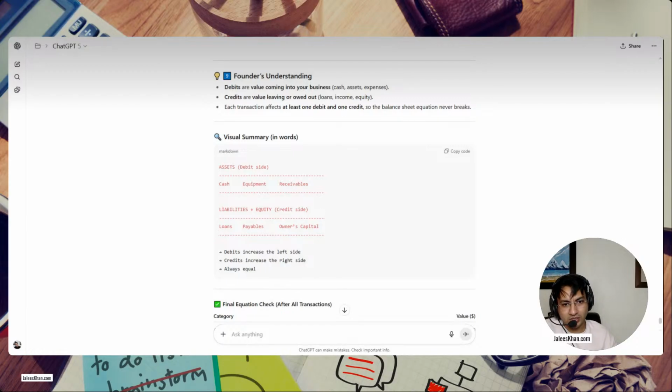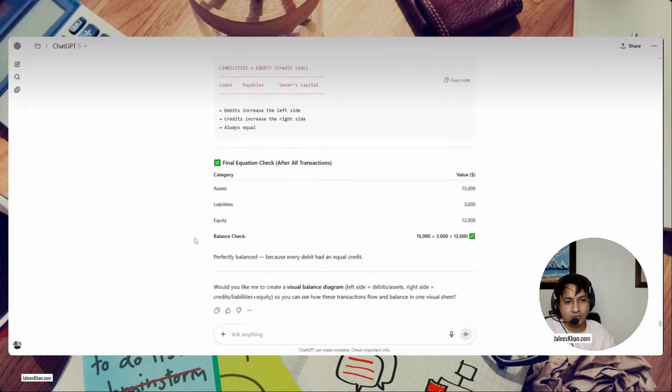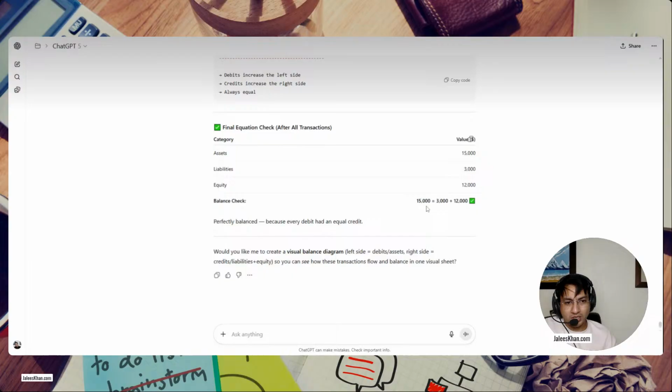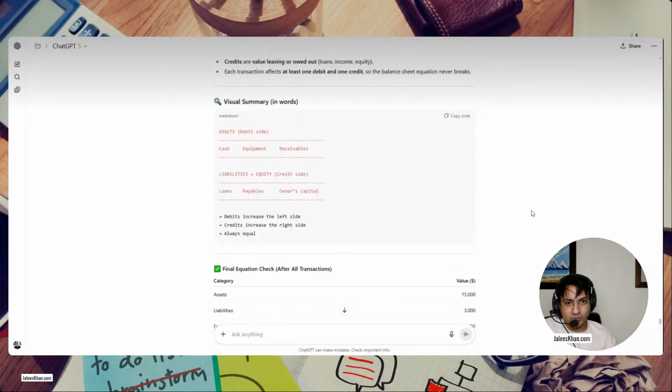Debits increase the left side, credits increase the right side. So it's the right side and it's the left side. We are seeing this because you can just make it adjacent to each other. Well, final equation check after all transactions. Asset, okay, yeah, that's what you mentioned.